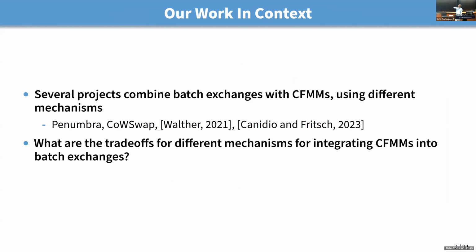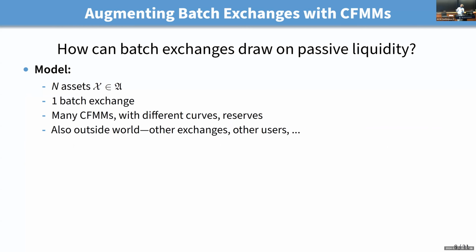But now, in the last couple of years, there's been a bunch of projects in industry and in academia that try to put them together. And as I said, each of these projects makes slightly different decisions on how they get matched together. So what I'd like to do is start mapping out the design space for these different projects. So let's start by characterizing exactly what we need in the combined system. Again, we have n different assets. We're going to think about this as having one batch exchange and a bunch of CFFMs that the batch exchange might plug into.